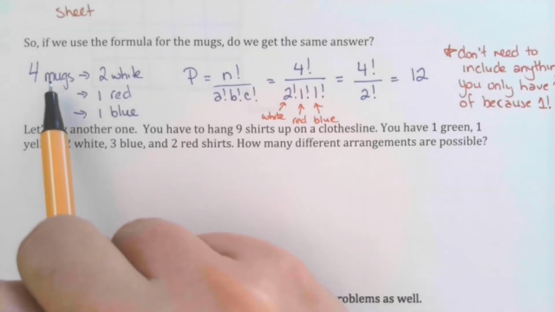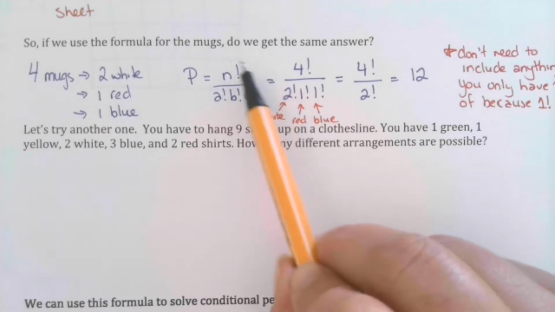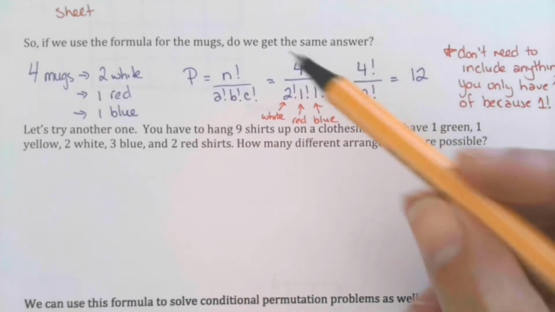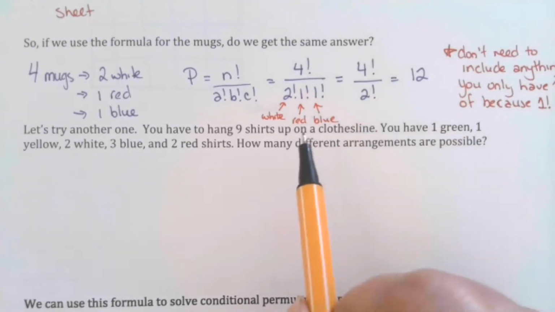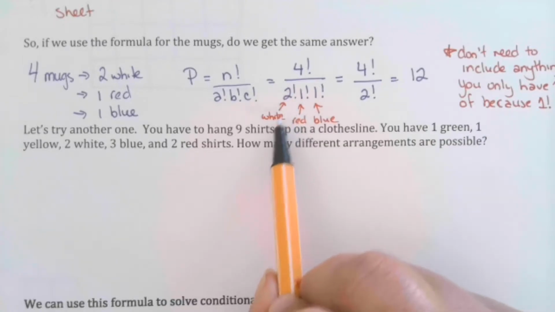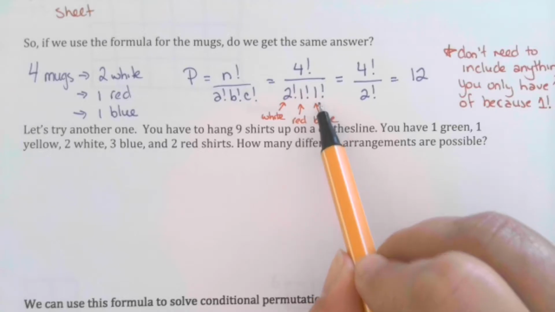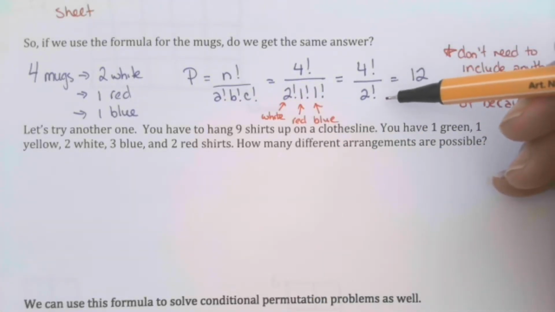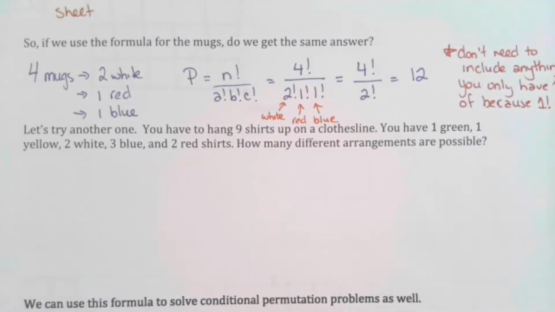But the mugs question, we had 4 mugs in total, 2 white, 1 red, 1 blue. So when we use this new formula for permutations when objects are identical, we had 4 mugs in total, so the 4 goes on top of the factorial. On the bottom, we would have 2 factorial because there's 2 white mugs, 1 factorial because there's 1 red, 1 factorial because there's 1 blue. So we'd end up with 4 factorial over 2 factorial. This is going to equal 12.